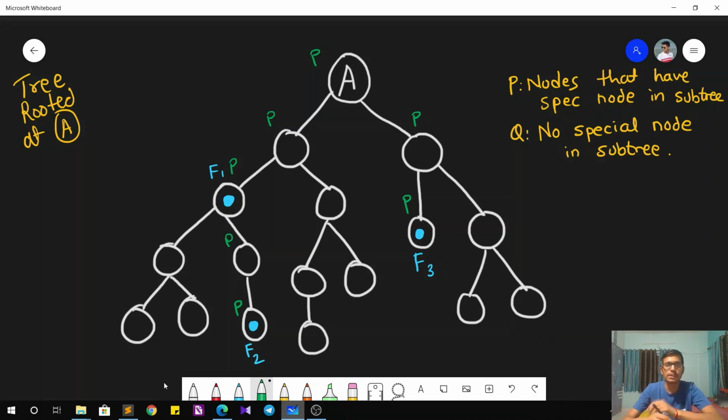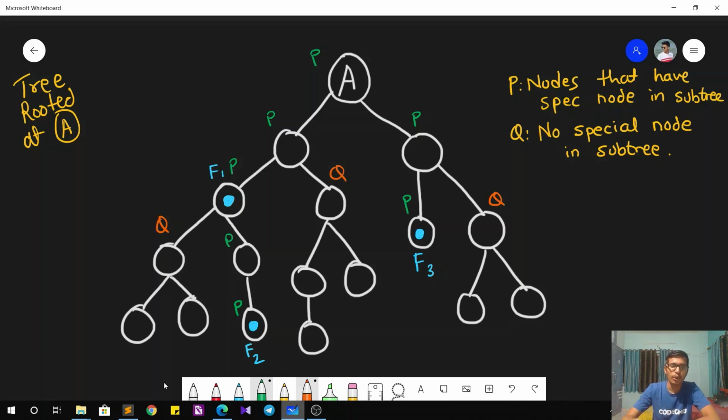Now the remaining ones are definitely of type Q. I'll not write them all, but I'll just mark some of them, that is this is of type Q, Q and Q. So the answer for all the P-type nodes is pretty simple, that is the depth of the node itself. Whatever nodes you are seeing with the mark P, the answer for them is nothing but their depth from A, that is the root. But what is the answer for all the Q-type nodes?